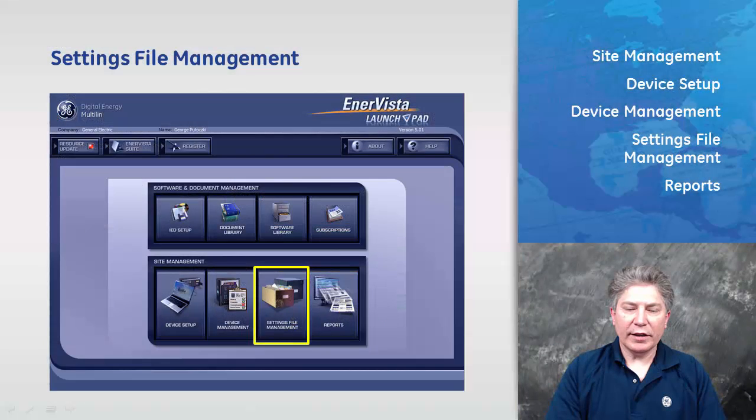The next tab we'll look at is the settings file management. This allows users to manage offline settings files and asset information. It will list all the devices that you have previously set up. Now this is broken into 3 different sections: the device tree, asset management, and settings archive. Let's go in and take a look at each one of these sections.